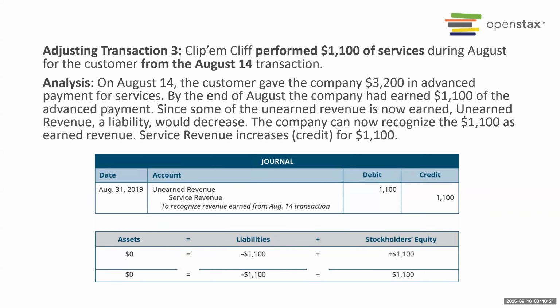We performed $1,100 of services in August for the customer of the August 14th transaction. Remember, they paid us $3,200 in advance. So we debit unearned revenue $1,100 and credit service revenue $1,100. Liabilities decrease $1,100. Stockholders' equity increases $1,100.